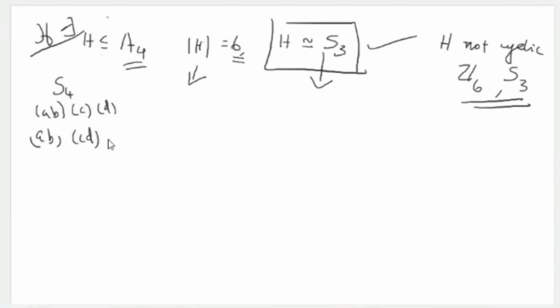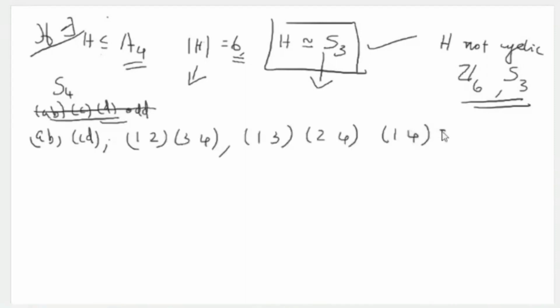So what are the permutations of this type? You can see that (1 2)(3 4), (1 3)(2 4), and (1 4)(2 3). These are the 3 permutations of this type. Only 3 permutations of this type are there in A4. So all 3 members are in H. They are all members of H because H is isomorphic to S3 and must contain 3 members of order 2. Only 3 members of order 2 are there in A4, so they are all elements of H.